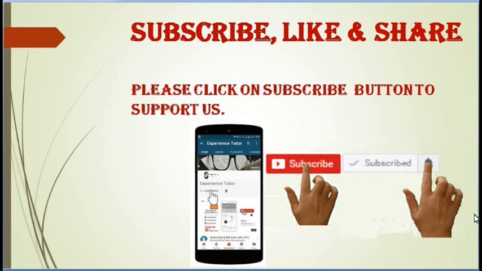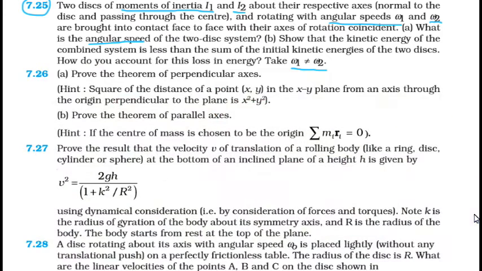Let us start today's tutorial. Today we'll start with 7.26. A. Prove the theorem of perpendicular axis. B. Prove the theorem of parallel axis. Let us see the solution. So, question number 7.26.